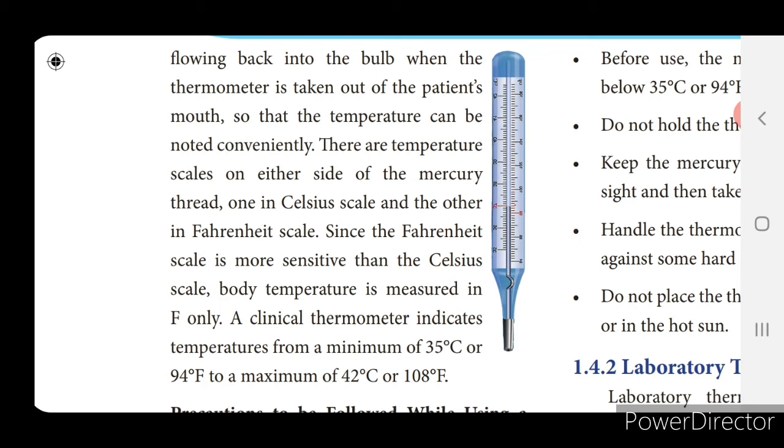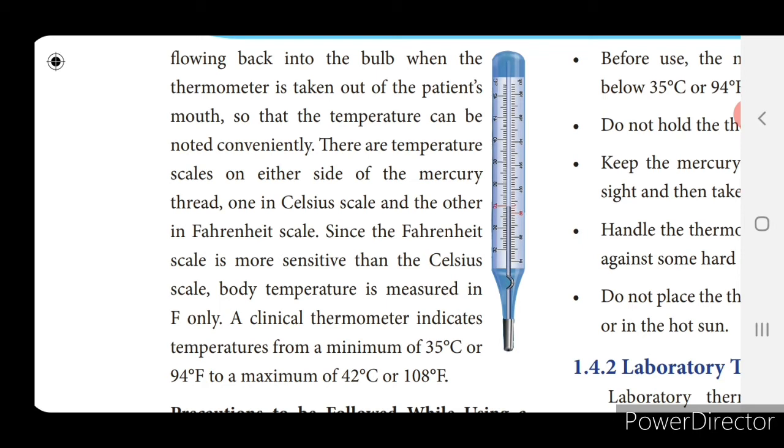After 5 minutes they will take out the thermometer and note the reading. Immediately after taking it from the mouth, it should not come down, isn't it, children? I already told you, when the temperature decreases, it will contract. So immediately after taking it from the mouth, we have to note the reading. To avoid the mercury flowing back into the knob, the kink is present. This is an important 2-mark question: why is the kink present? What is the role of the kink in the clinical thermometer?